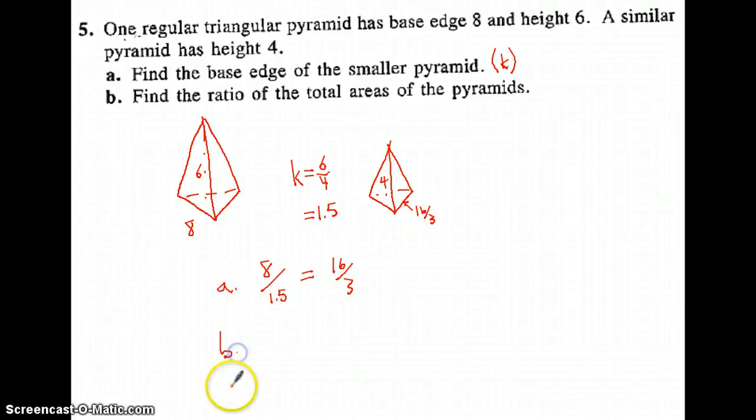And part B, find the ratio of the total areas. Well, area ratio is going to be K squared. I don't even want to find this area. I don't want to find this area. I don't need to know the ratio. The ratio is simply that, which is 2.25. Which means this has 2.25 times as much area as that one.